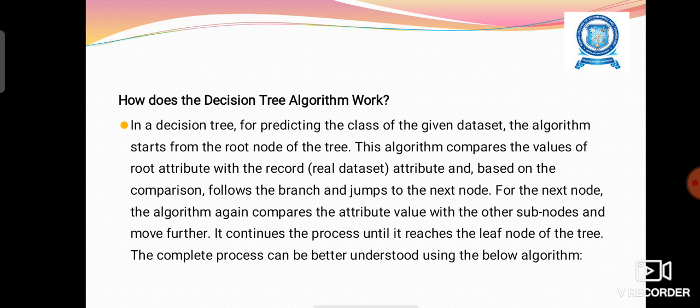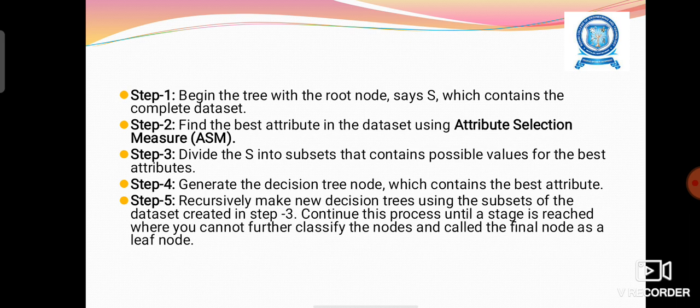In decision tree, for predicting the class of a given data set, the algorithm starts from the root node. The algorithm compares the value of the root attribute with the record attribute, and based on the comparison follows the branch and jumps to the next node. For the next node, the algorithm again compares the attribute value with the other subnodes and moves further. It continues the process until it reaches the leaf node of the tree. The complete process can be better understood using the below algorithm.